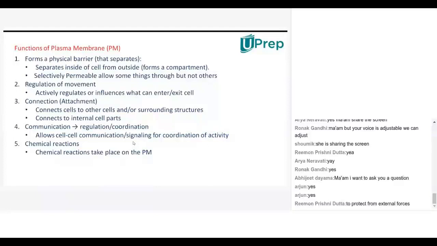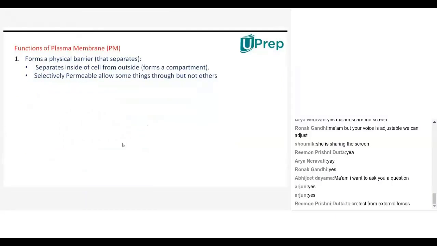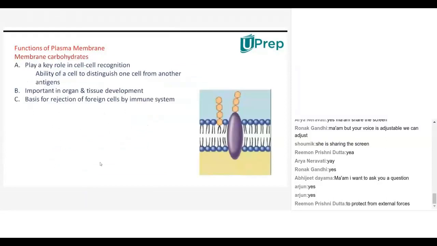Yes, ma'am. Okay, so here we are discussing the communication functional aspect of the plasma membrane: how cell and cell get signaling and how a cell is communicated. I already showed this image in the last session, but we didn't discuss rejection of foreign cells by the immune system. That terminology we didn't discuss in the last session, so I'm just repeating the same thing.